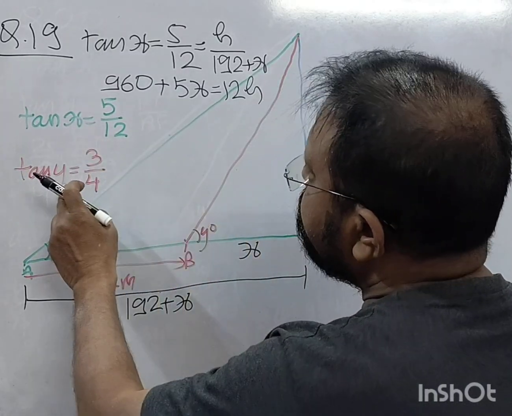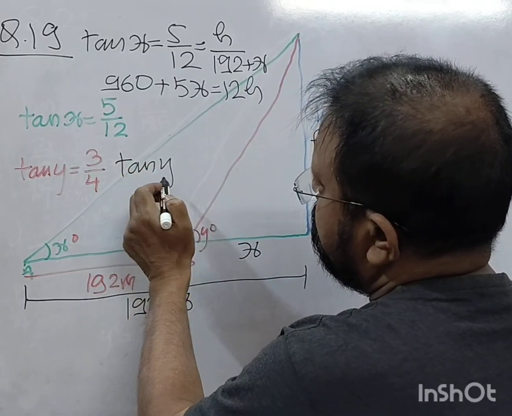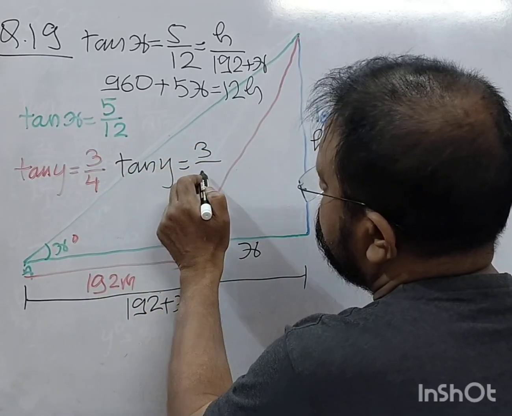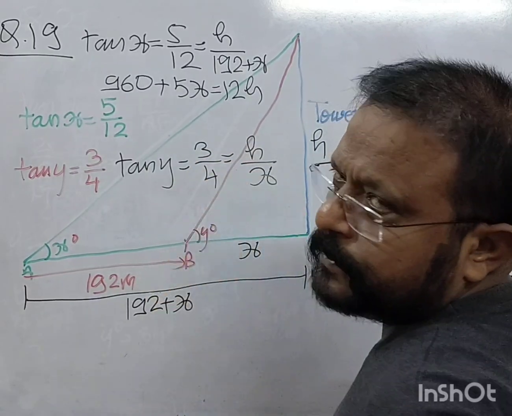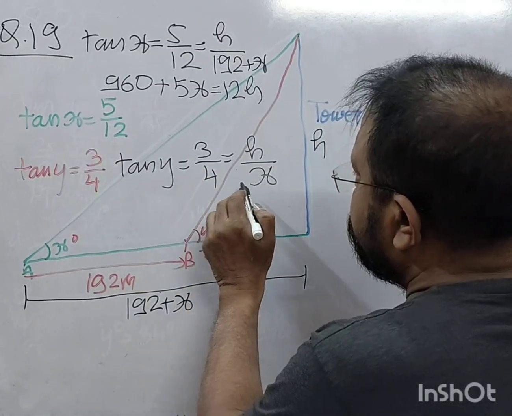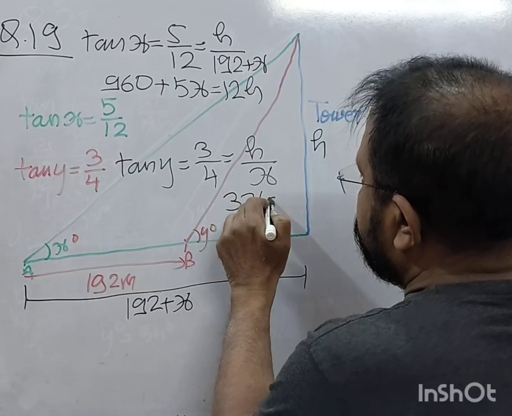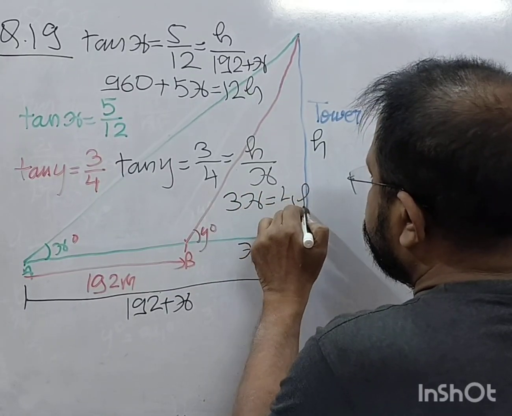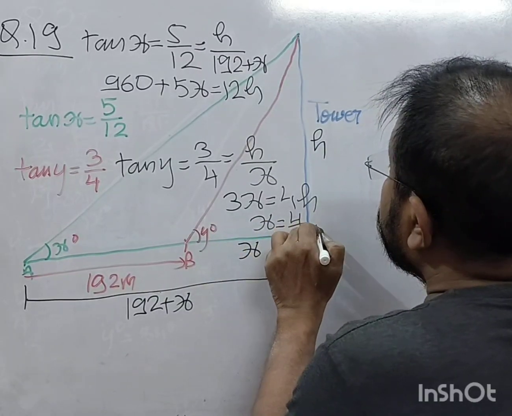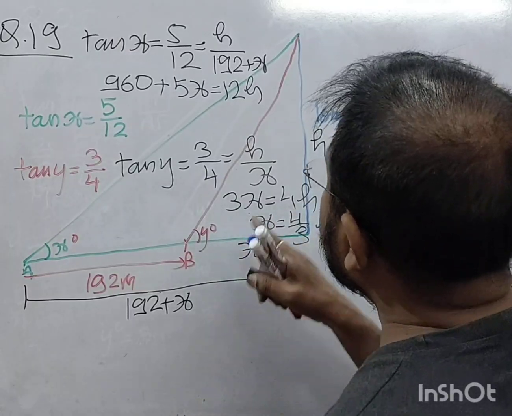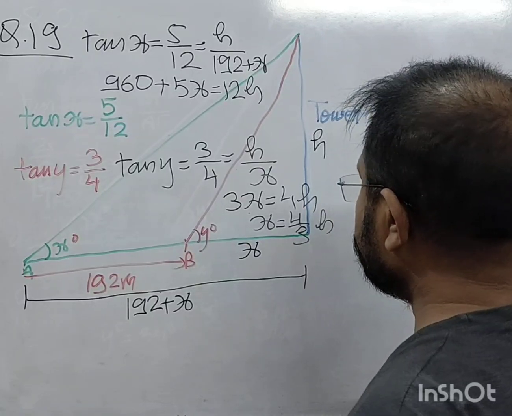Now, if you take tan y, so tan y is equal to 3 by 4, it becomes h upon x. So you get 3x is equal to 4h. So x is equal to 4 by 3 h. You get this? Yes. This much you understand?